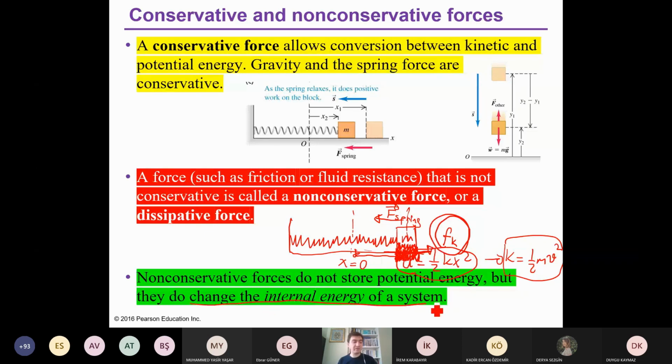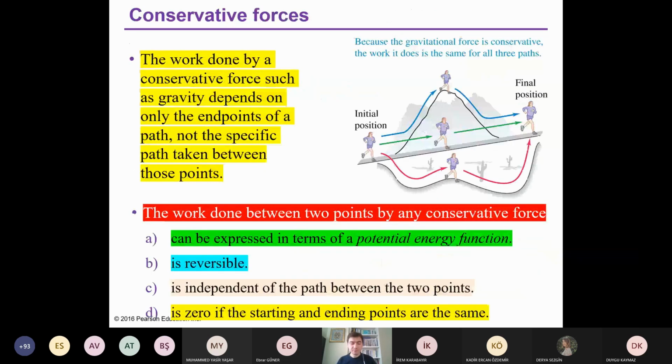Okay, we will discuss all the things within this lecture. Do you have any question here? Okay, then let me discuss the properties of conservative forces. Here we have an example.